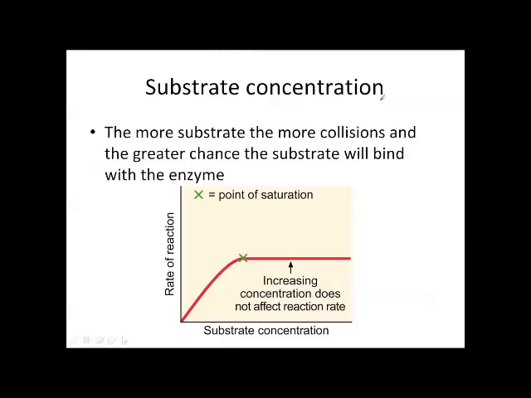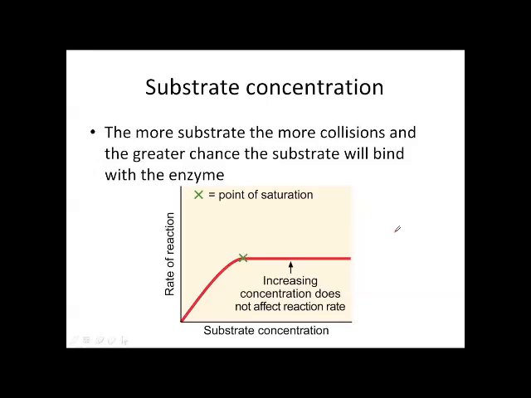Okay, moving on. So we've already covered 2 conditions that will affect the rate of reaction of enzymes. Here's another one: substrate concentration. The more substrate, the more collisions, the greater chance that the substrate will bind to the enzyme. So this is all about collision theory.